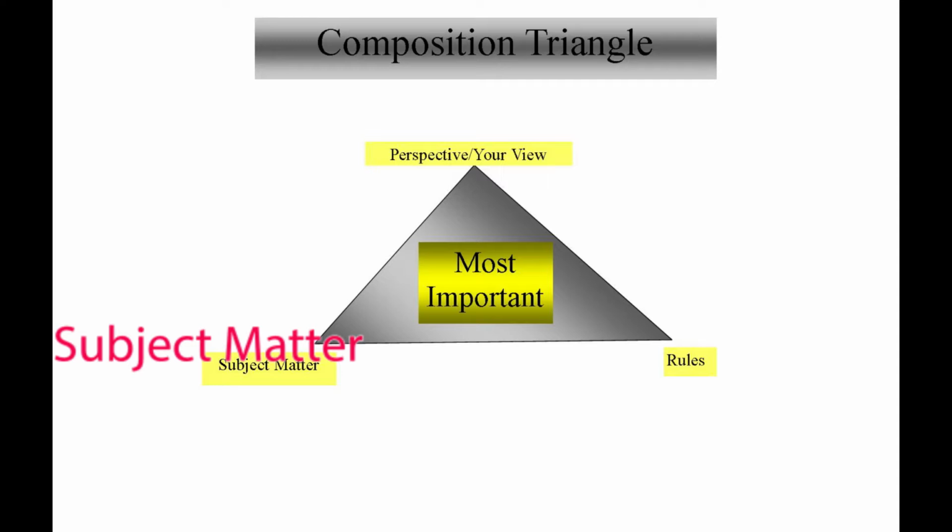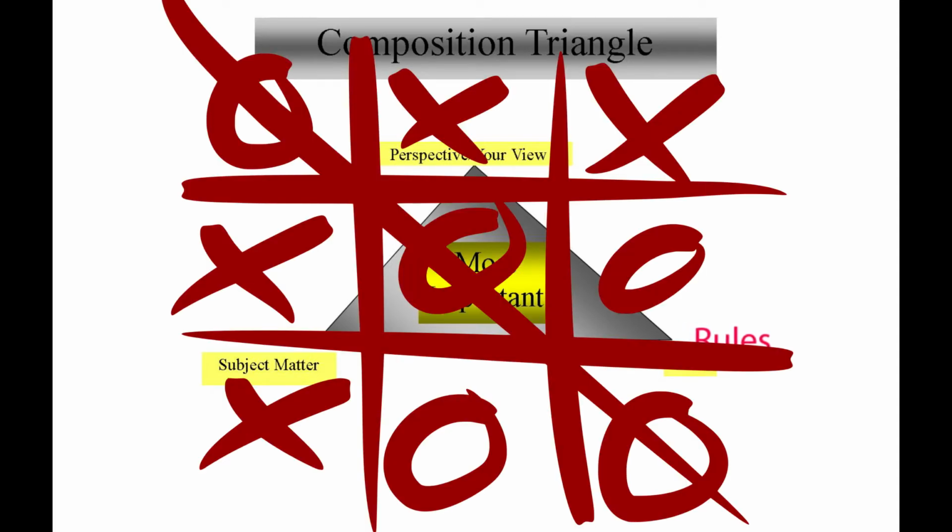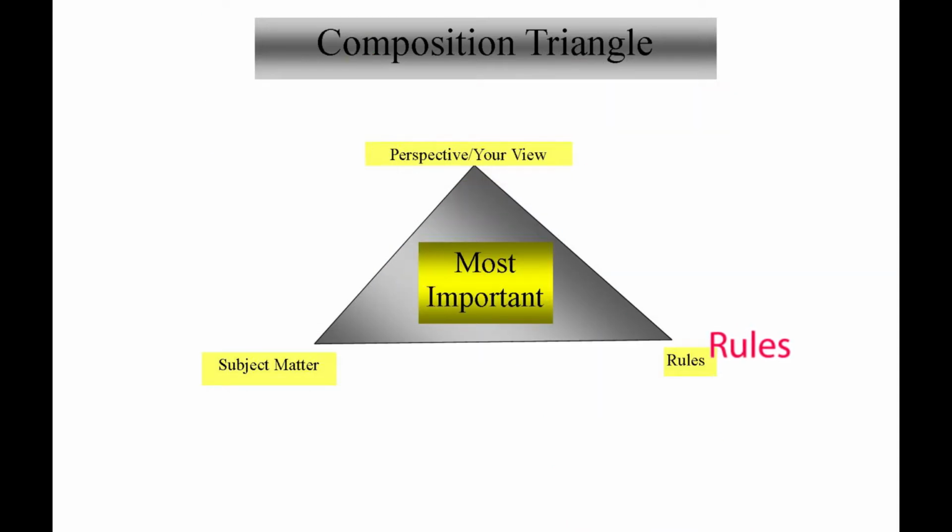Okay, lastly is rules. The last part of that triangle is rules. Rule of thirds. Now you probably know what that is if you've been watching me at all. That's where you divide your picture up into a tic-tac-toe grid, and you put your subject on one of those corners where they crosshair. That's a rule. That gives the greatest impact.